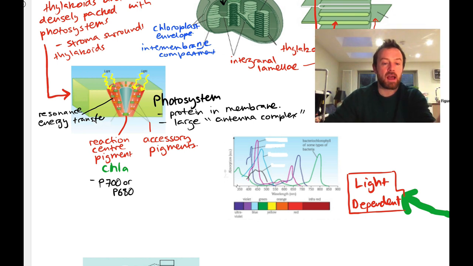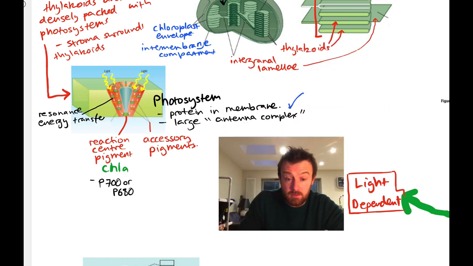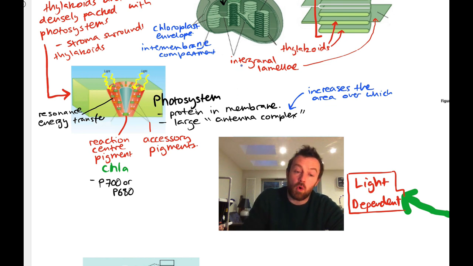So why have all these pigments? Well, first of all, this word antenna complex is pretty good, because it increases the area over which photons can be harvested. So a photon can hit over here, and it can hit over here, and they can still be caught and funneled down to the reaction center.